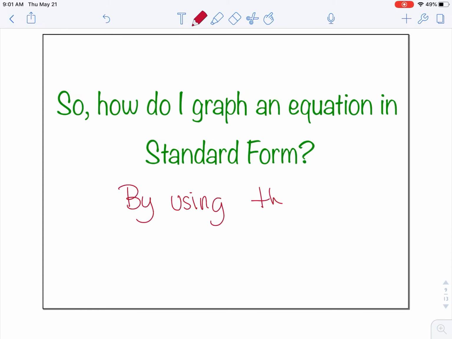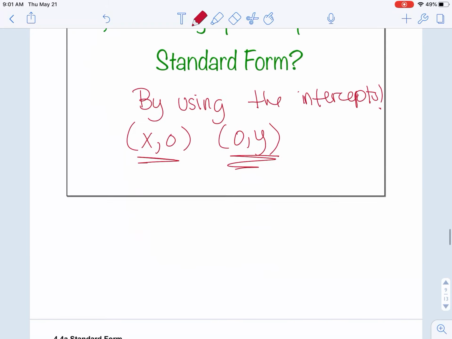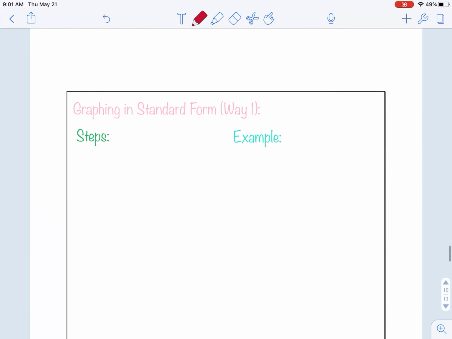By using the intercepts, which are x, 0 and 0, y. In order to make a line, all we need is 2 points. And if we find the 2 intercepts, because we don't know what any other point is, we can graph. Here is graphing in standard form the first way. There are multiple ways to graph standard form. That is another lesson, okay?